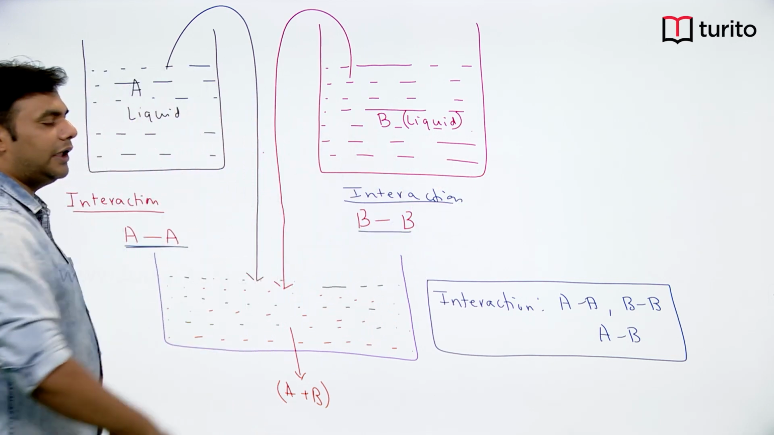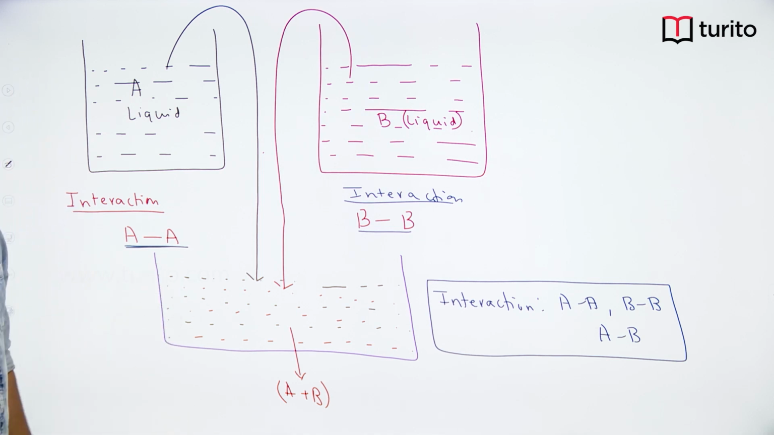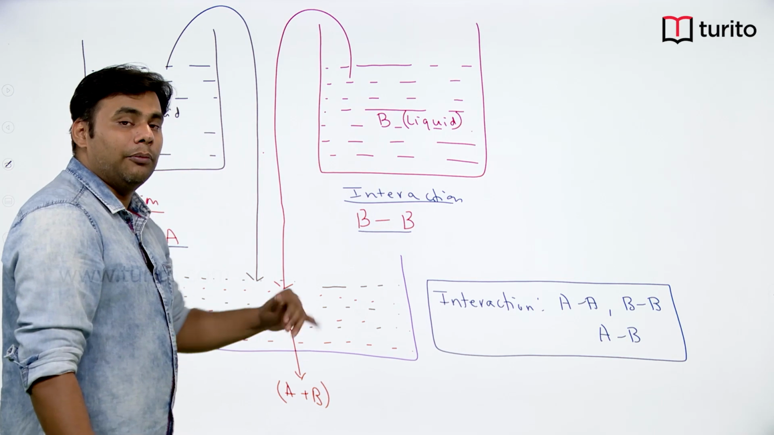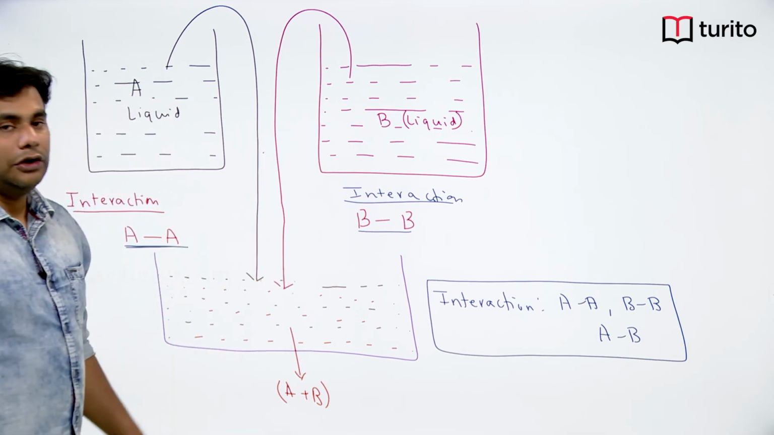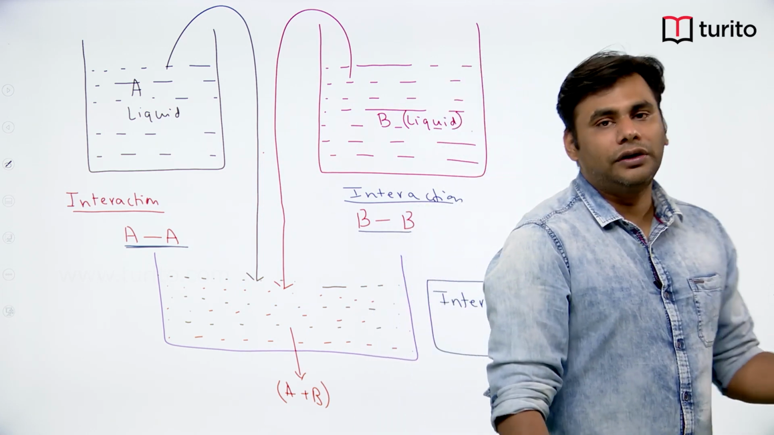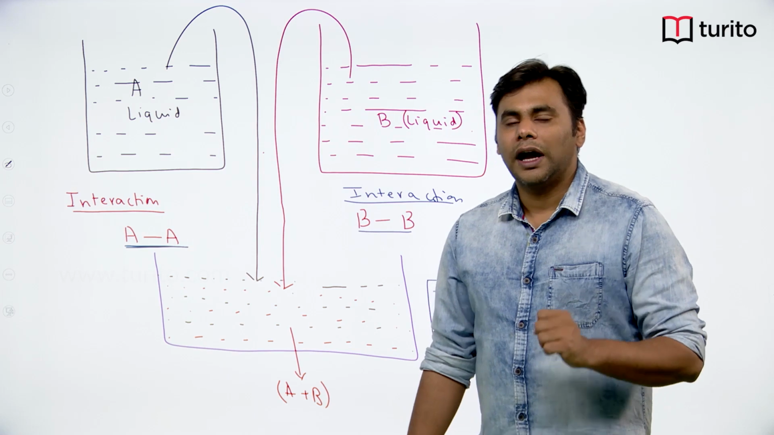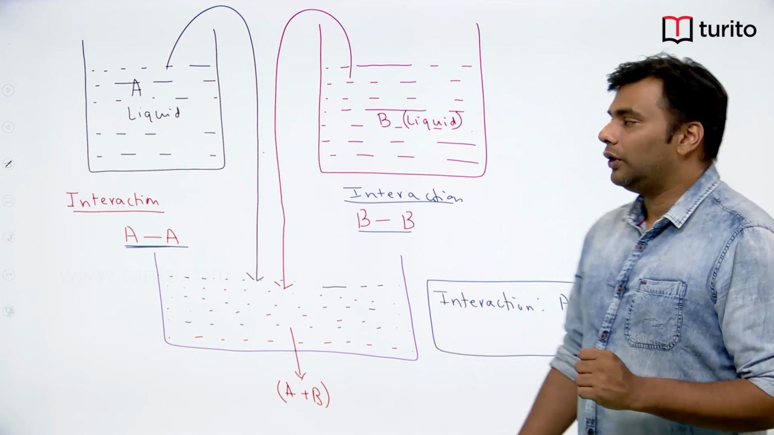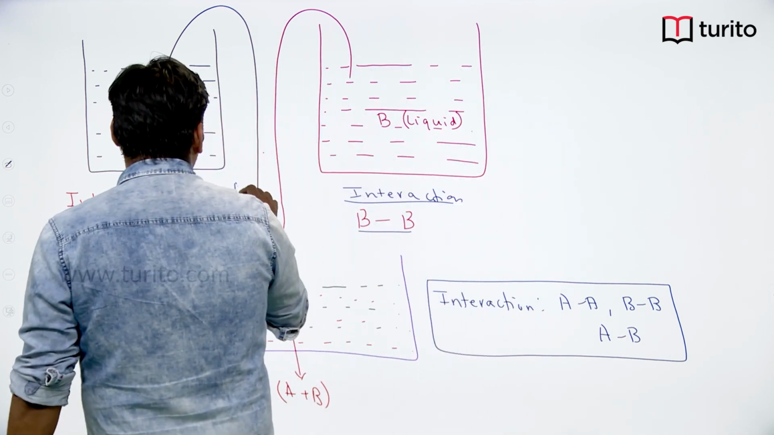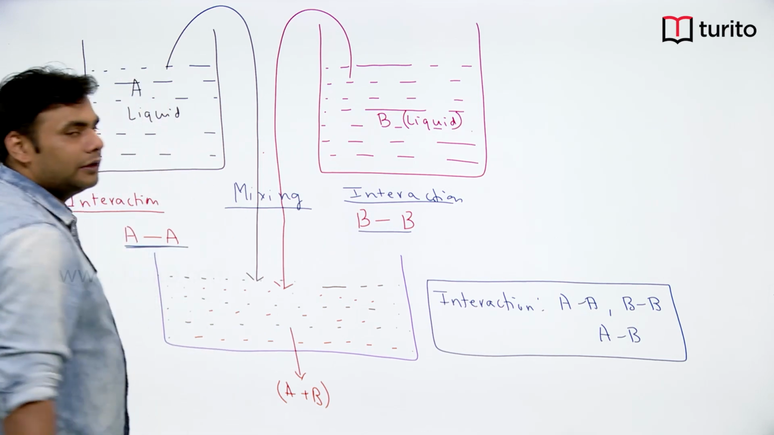Now when we mix them in the common container, the new interactions possible are A interacting with A, B interacting with B, and now a new interaction in which A is interacting with B. Based on these kinds of interactions, we can classify the solutions into ideal or real solutions. What we have done here is mix two solutions.